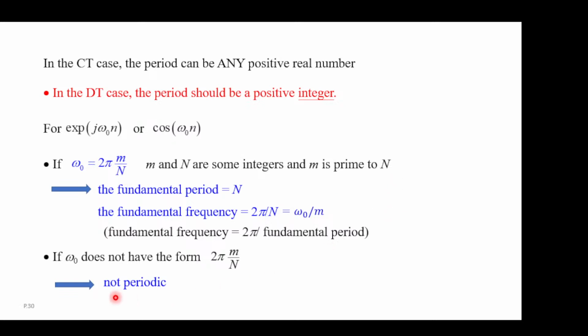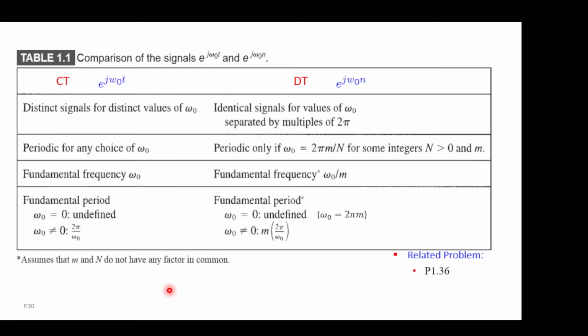Okay. And as we said, if your omega naught is not a rational multiple of 2 pi, then your signal is not even periodic. This is very different from continuous time. Here we have our small table about complex exponentials in continuous time and discrete time. And as we said, for some omega naught, the discrete-time signal is not even periodic, and the period will be some weird value. You need to figure out this m over n factor.